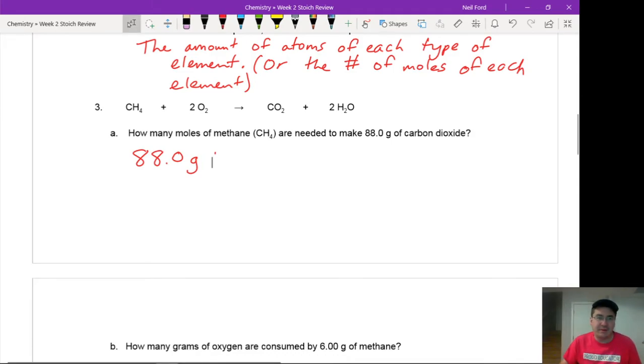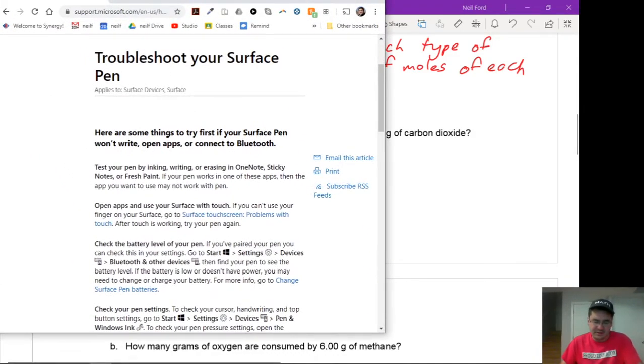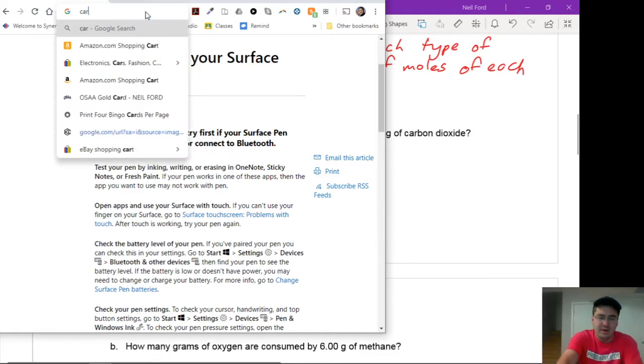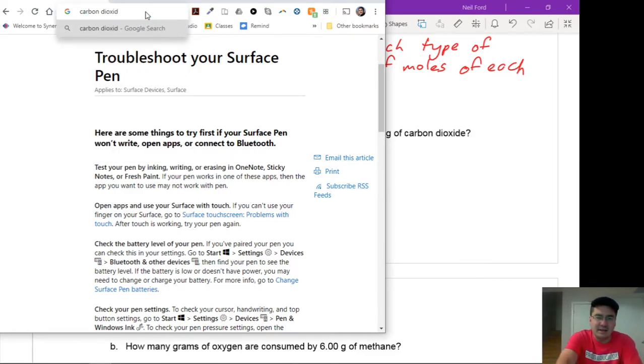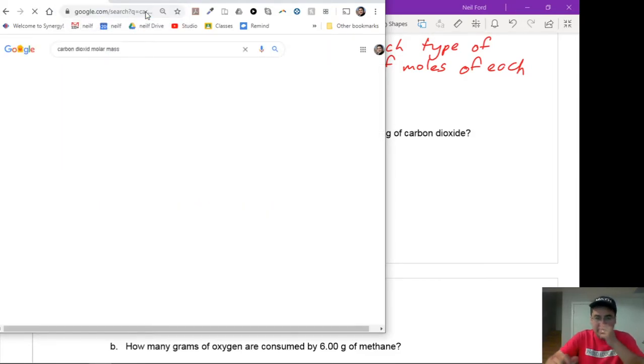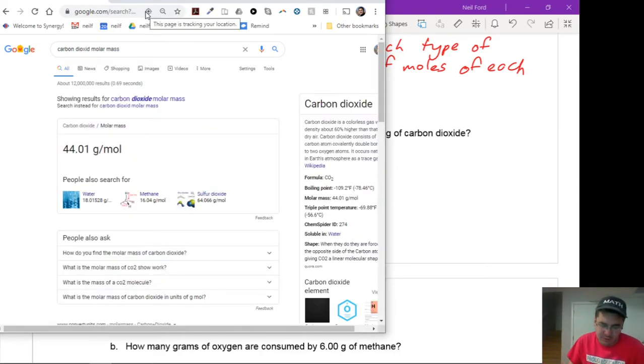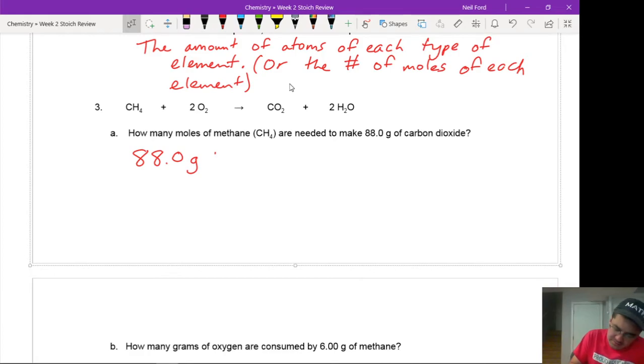While my pen is reconnecting, I'll just show you how I would do this. I was troubleshooting my pen earlier. Let's see if I can type in carbon dioxide molar mass. And there it is, 44 grams per mole. So grams. Pen is still funky.